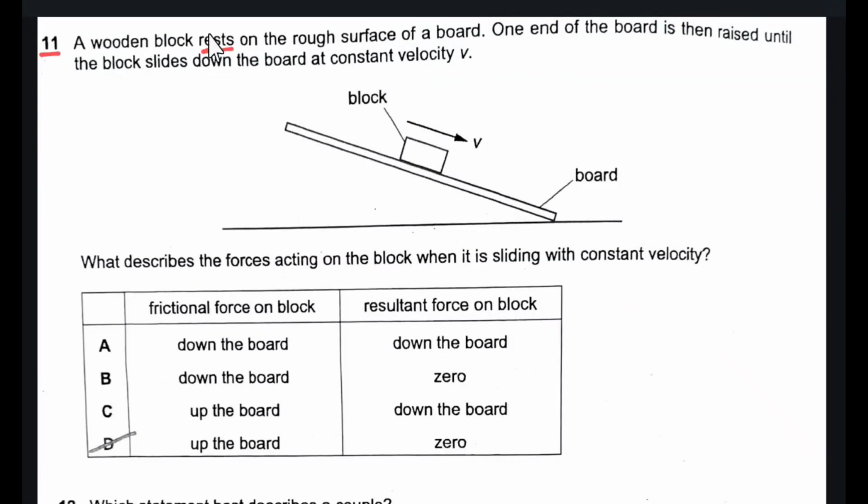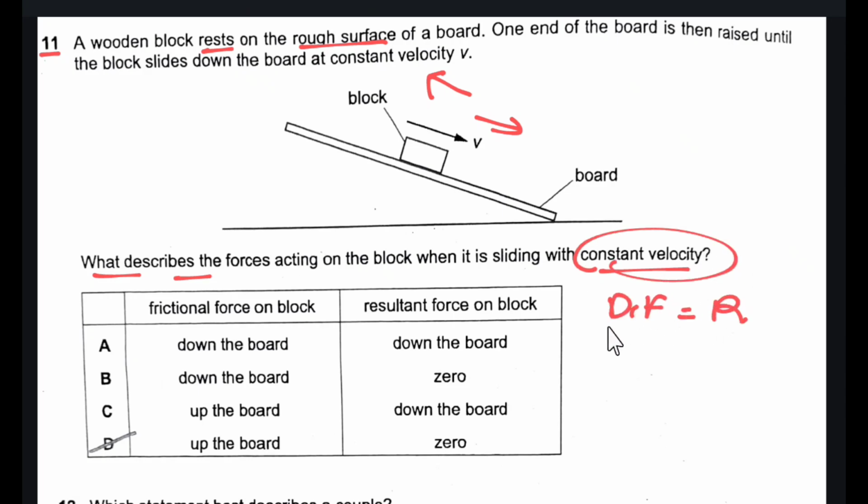A wooden block rests, that means velocity is equal to 0, on a rough surface, that means frictional force is acting. One end of the board is raised until the block slides down the board with a constant velocity. As the block moves down the board, the frictional force will act upwards. What describes the force acting on the block when it is sliding with constant velocity? Since it is sliding with constant velocity, the driving force is equal to the resistive force. So, the frictional force on the block: in which direction is the frictional force acting?